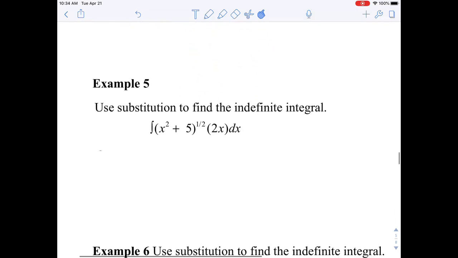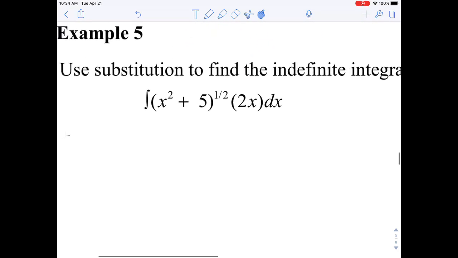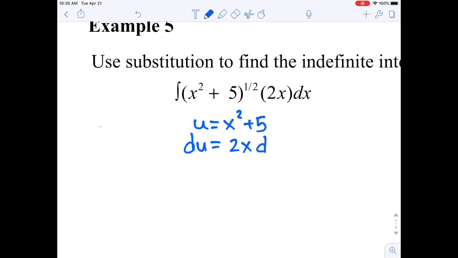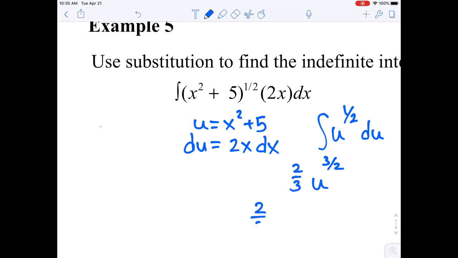Okay, let's look at the next example. Again, if I let u equal x squared plus 5, du equals 2x dx, I can see everything's there. So this is the integral of u to the 1/2 du. Add 1, and I need to divide by that. So this is 2/3.